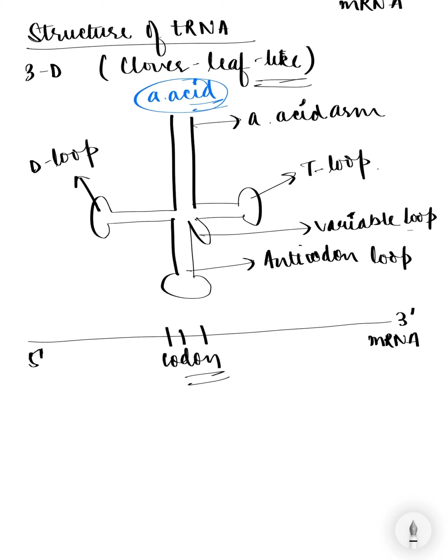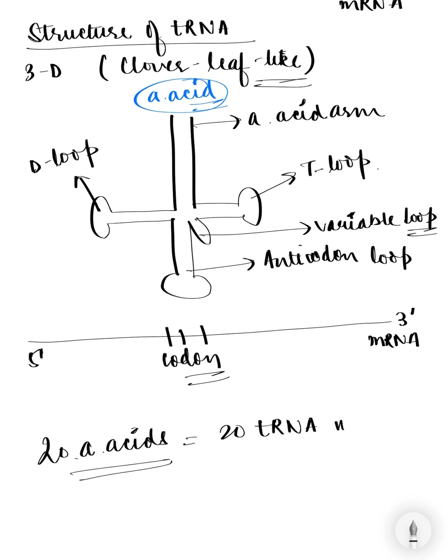Now this structure is called variable loop. We have around 20 amino acids, and for 20 amino acids we have 20 different tRNA molecules, or 20 tRNA structures. So different amino acids have different tRNA. This is the structure of the tRNA.